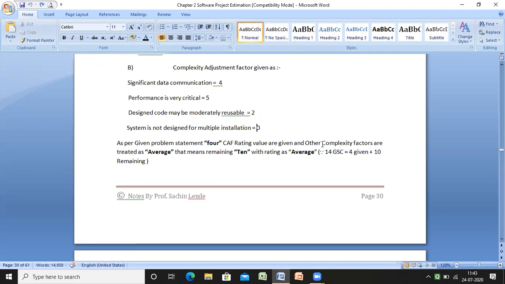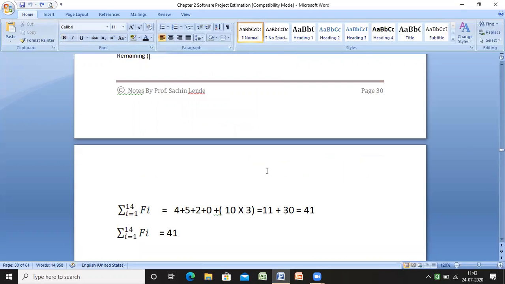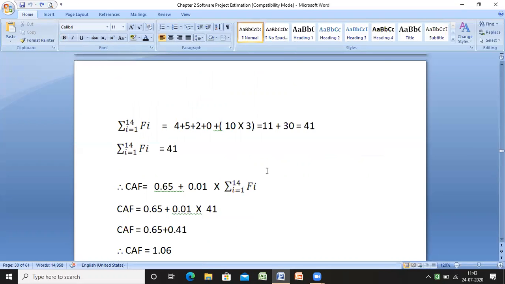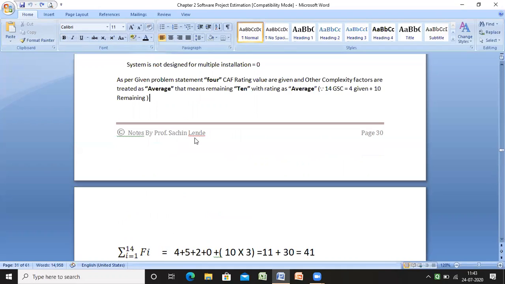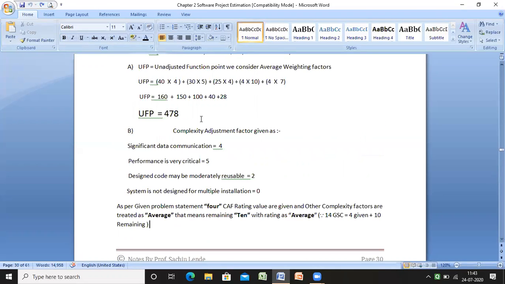Even though it is 0, they are given, and 10 is remaining. Okay, 10 are remaining. That is all treated as average. So as far as the formula is concerned, summation of Fi, i equal to 1 to 14, is calculated as 4, 5, 2, 0. I'm going to sum them.